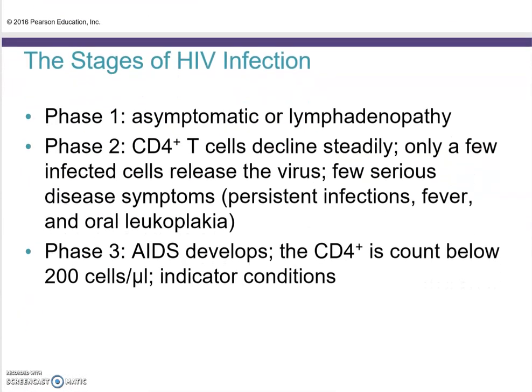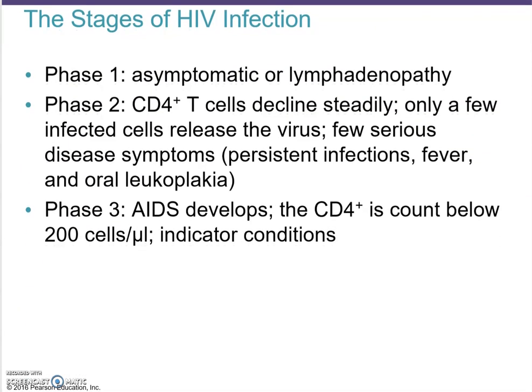Okay, now moving on to the stages of HIV infection. Basically there are 3 phases that you should know about. Phase 1 is asymptomatic, but you may have lymphadenopathy. That means swollen lymph nodes. That means something's going on with the immune system. The immune system is fighting something. But it also could be asymptomatic.